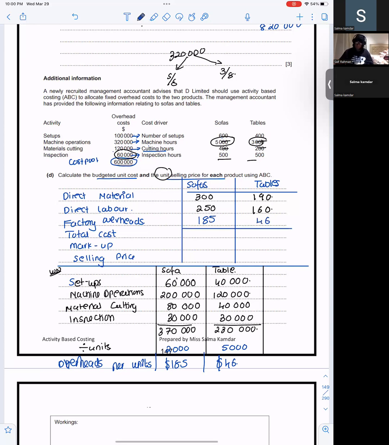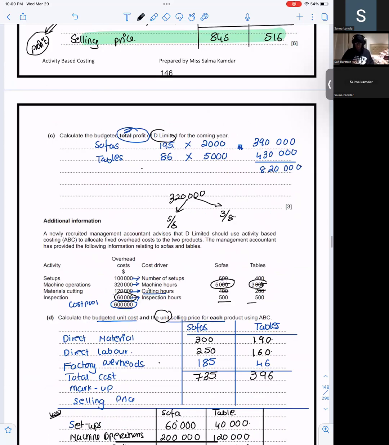Now what is your total cost? I got the overheads per unit after I divided it. I put it on top. Now what is my total cost per unit for sofa? I'll add all of this. I'll get 735. And I'll add all of this. I will get 396.